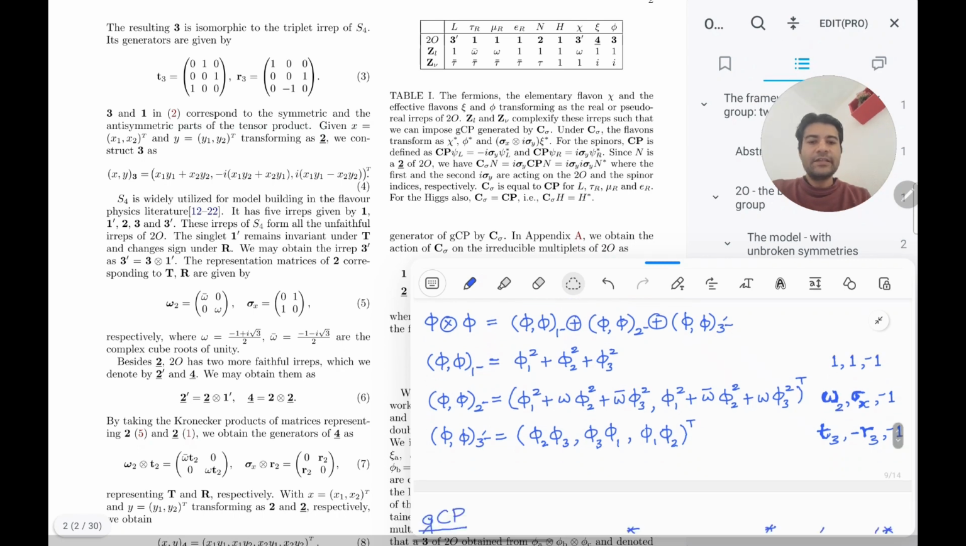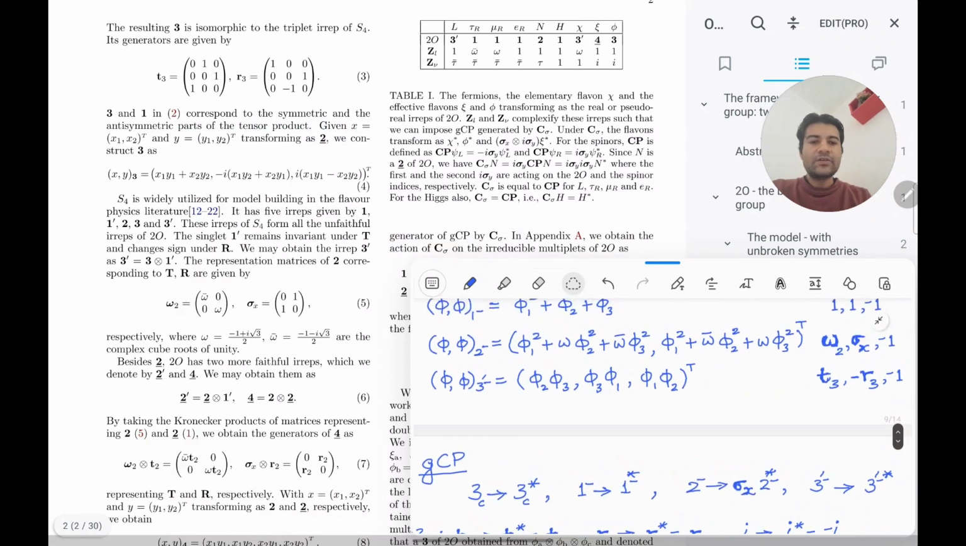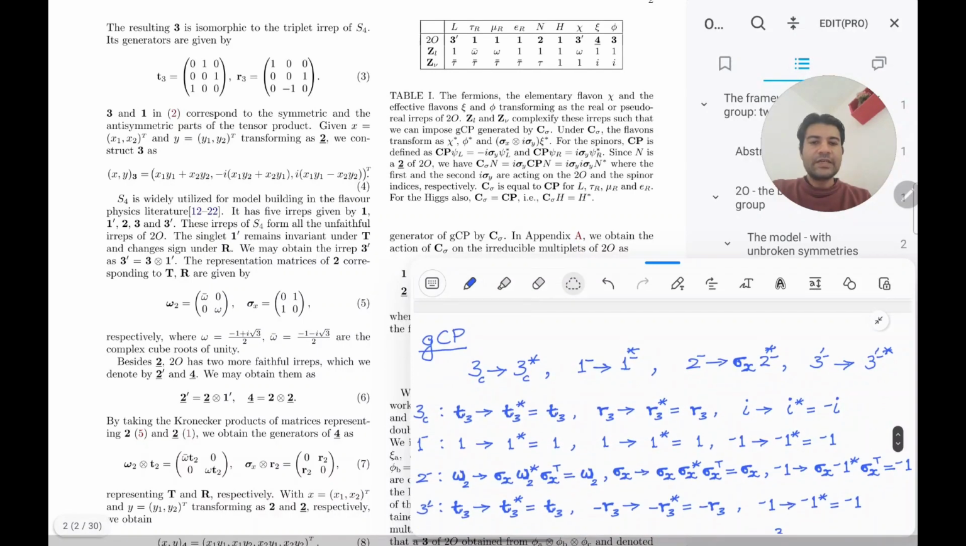Now let us define generalized CP. This is also as we discussed earlier. So the triplet and triplet prime simply get conjugated. Similarly, the singlet also gets conjugated. On the other hand, the doublet gets conjugated and multiplied with sigma x. And this definition can be shown to be consistent.